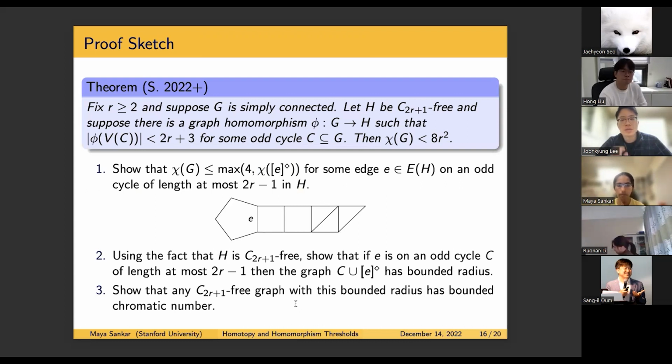So I think I want to spend a little bit more time talking about how this first step works, how you can bound the chromatic number of a graph in terms of the chromatic number of some C4 closure, because I think this is the step that leverages the homotopy theory the most, and I think it's kind of nice.